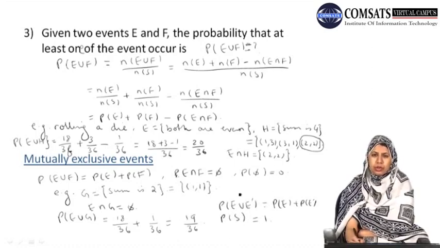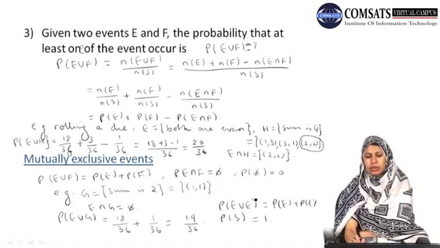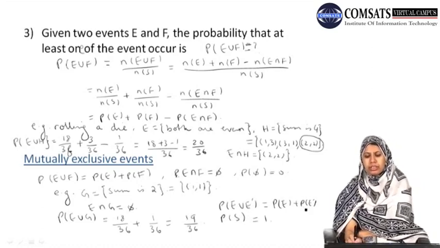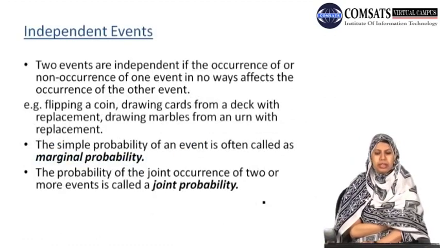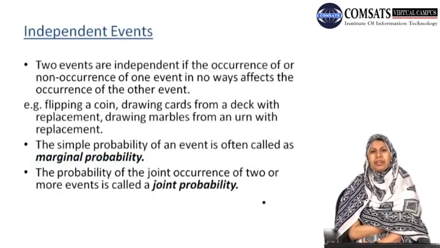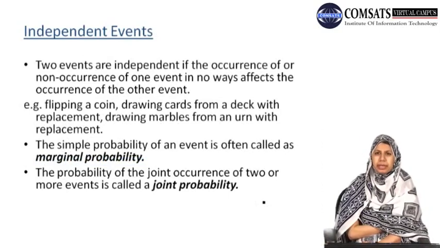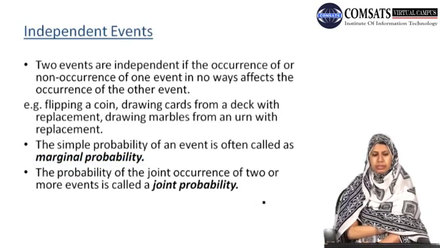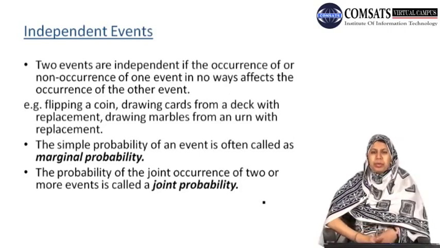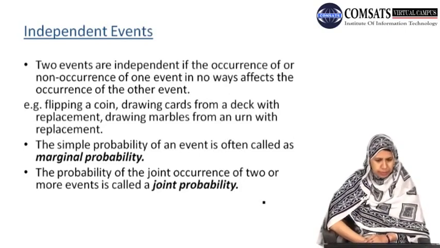So the probability that either the event will occur or its complement will occur is nothing but the sum of the respective probabilities, and it is equal to 1. Now we classify events as two types, that is independent events or dependent events. First we study what we mean by independent events.